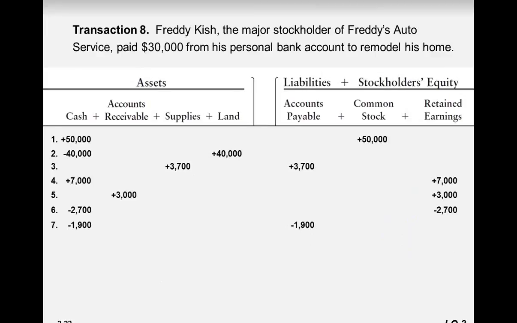We look at a major stockholder paid $30,000 from his personal bank account to remodel his home. This will actually be no entry because his personal expenses don't go through the business account.